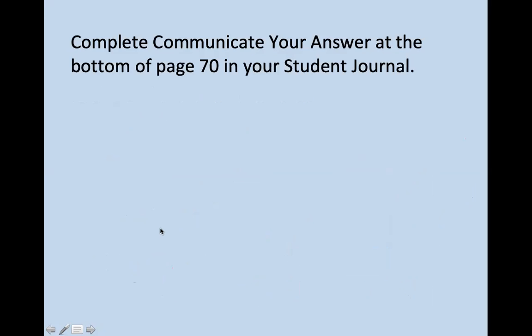All right, there is a question at the bottom of page 70 in your journal. It says, how can you use function notation to represent a function? How are standard notation and function notation similar, and how are they different? So in your journal, you'll see standard notation.